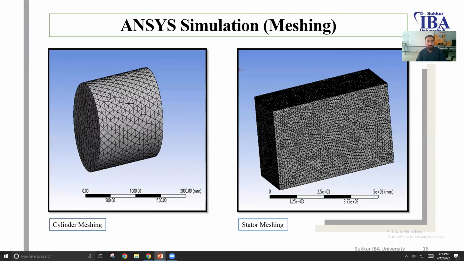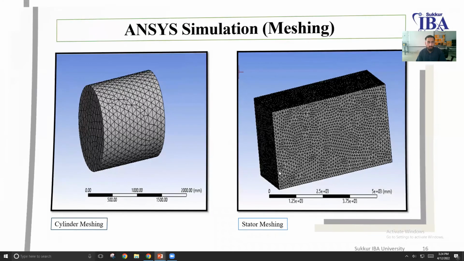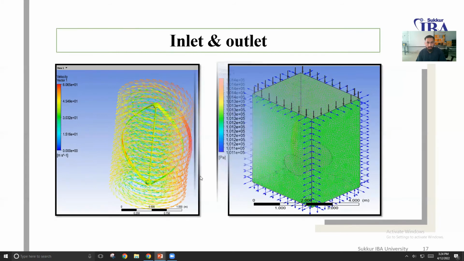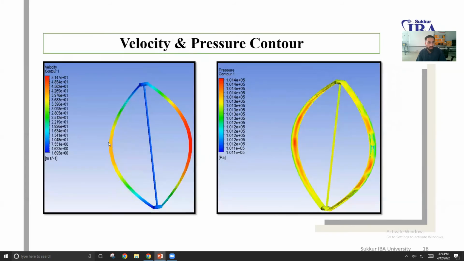This is the ANSYS simulation. This is the first one, cylinder meshing, and the second one is stator meshing. After that, we have defined the inlet and outlet of air in ANSYS software. This is the velocity speed, and then this is the velocity contour, and this one is the pressure contour.